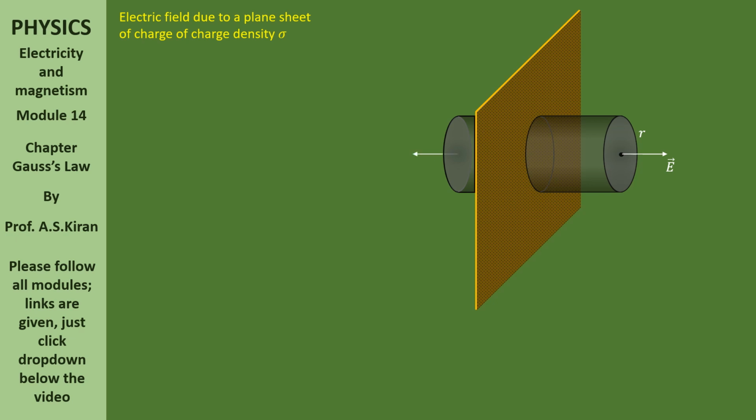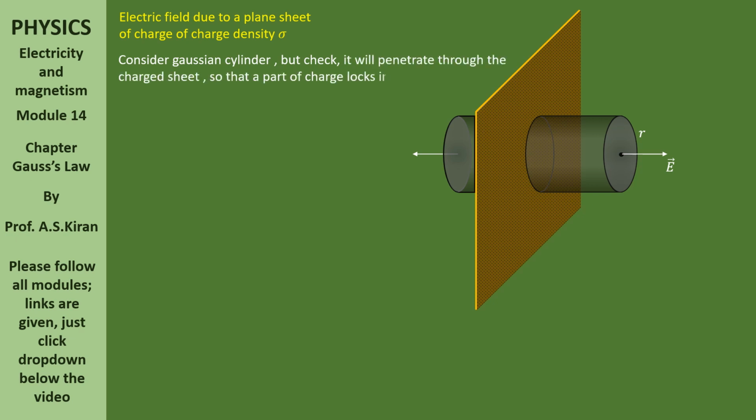Now, what we did so far: there is a plane sheet of charge density sigma given. Adjacent to that, there is a point given. We are finding the electric field at that point. For that, we have considered a Gaussian cylinder. But before considering the Gaussian cylinder, please check it will penetrate through the charged sheet so that a part of the charge is locked inside the cylinder.